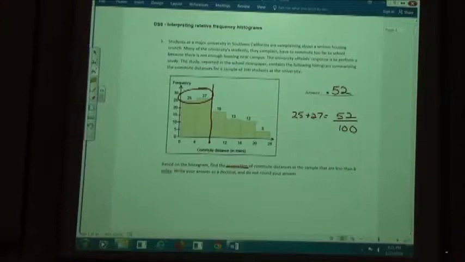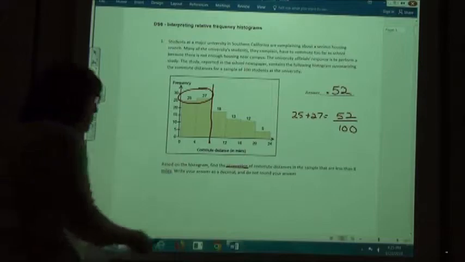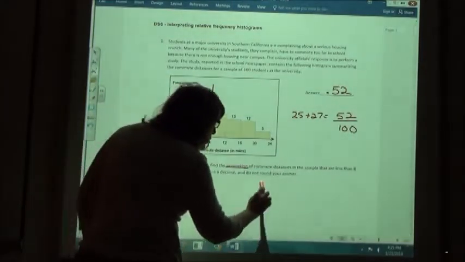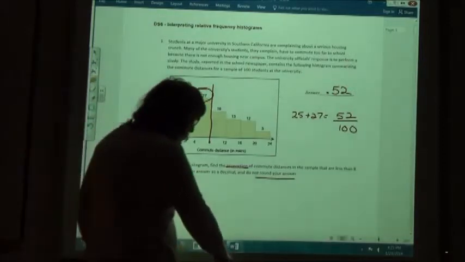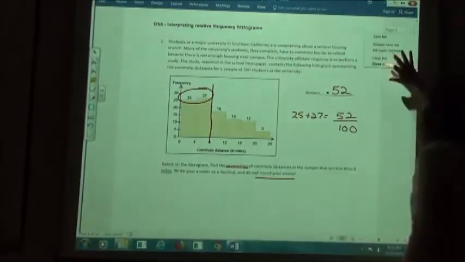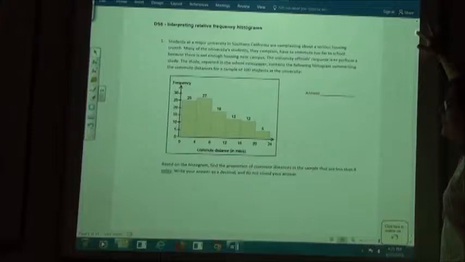That's why I said they were nice, they did it out of 100. If it would have been out of 150, I would have probably had to do some dividing. So, write your answer as a decimal. Do not round your answers on these ones. So just read your histogram and then figure out your percent as a decimal answer.